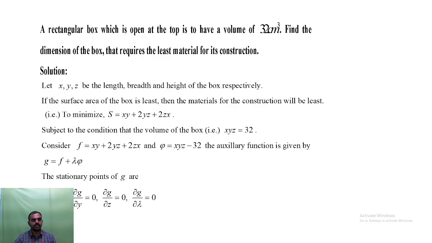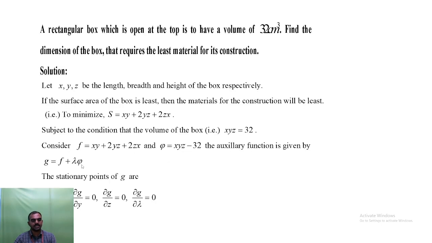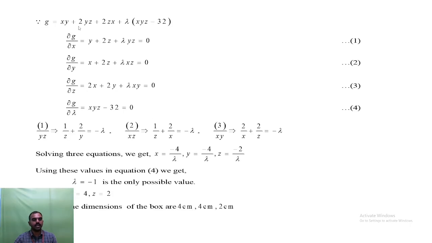So what is the g function? The g function is f plus lambda phi, that is, the f function plus lambda times the phi function xyz minus 32. To find dou g by dou x, partially differentiate g with respect to x. Here in xy, y is constant, and differentiating x gives 1. In 2yz, there is no x, so it is 0. Here 2z is constant, and differentiating x gives 1. In lambda xyz, lambda yz is constant, and differentiating x gives 1. That value is equal to 0.